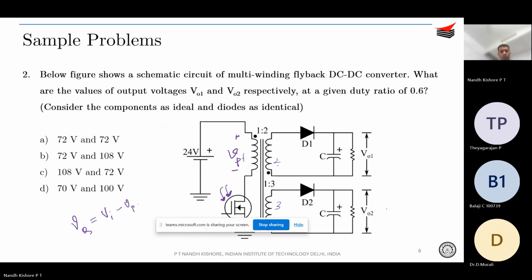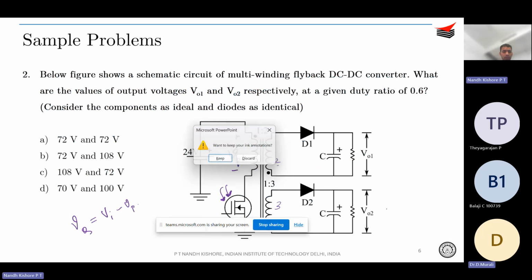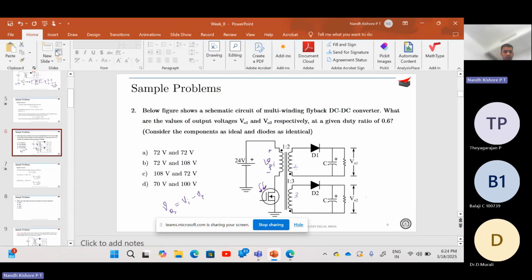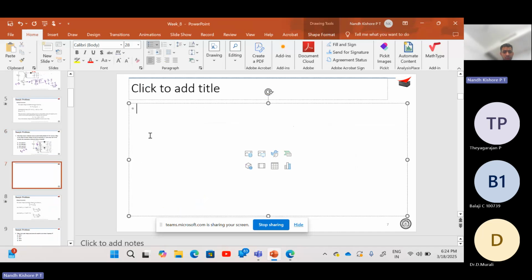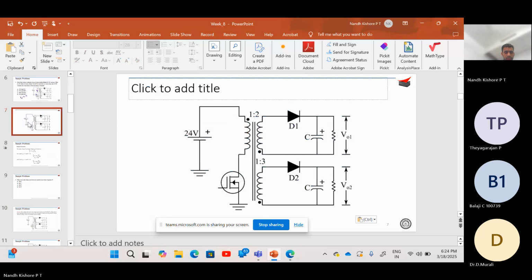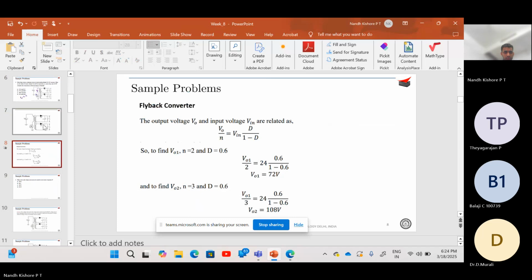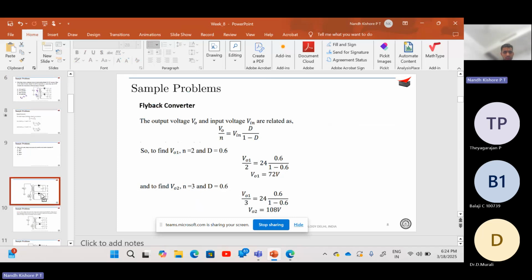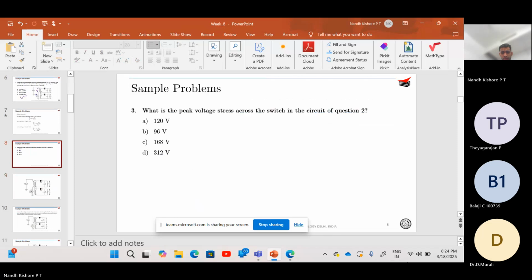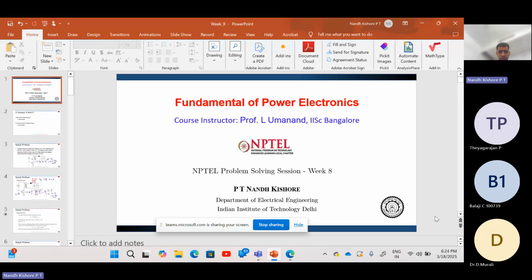Let me take the help of a new slide for this. Let me go to full screen. Oh, sorry.